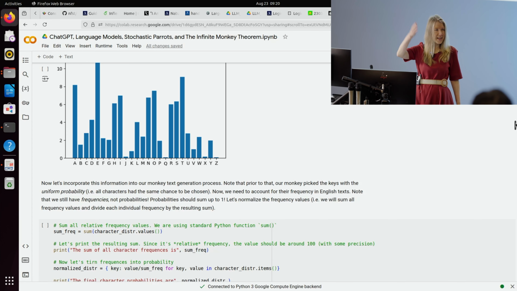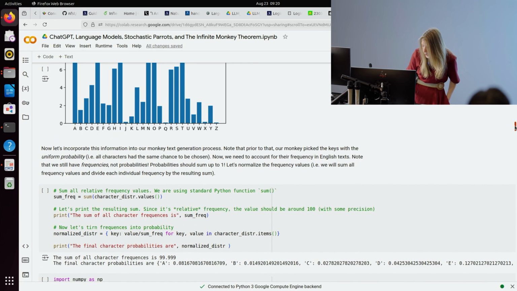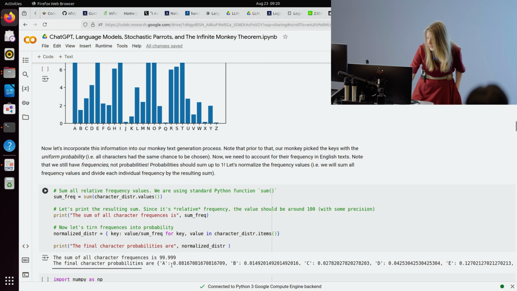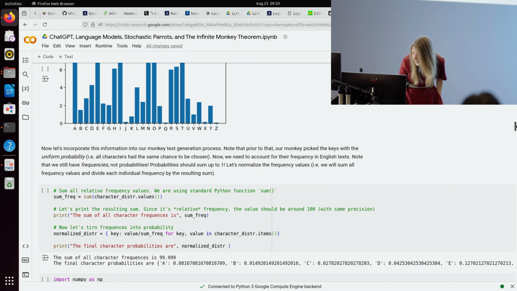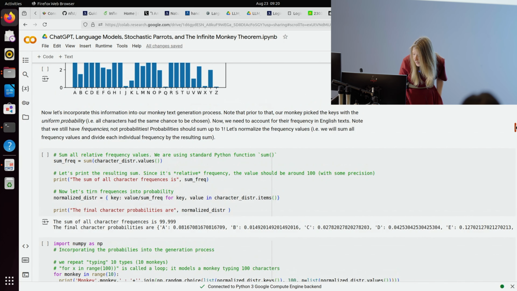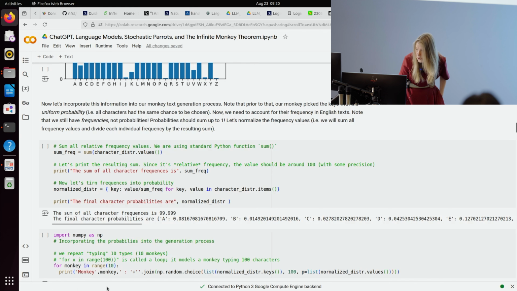So we need to normalize them by the sum of the frequencies. We take the sum of these values in the dictionary, which is the total frequency, and then we divide by the total frequency. Those are our probabilities. Again, the most probable character will be E. We will produce E more often than others, and the least probable will be Z. So now we will take these probabilities and introduce them to our monkey generation process.